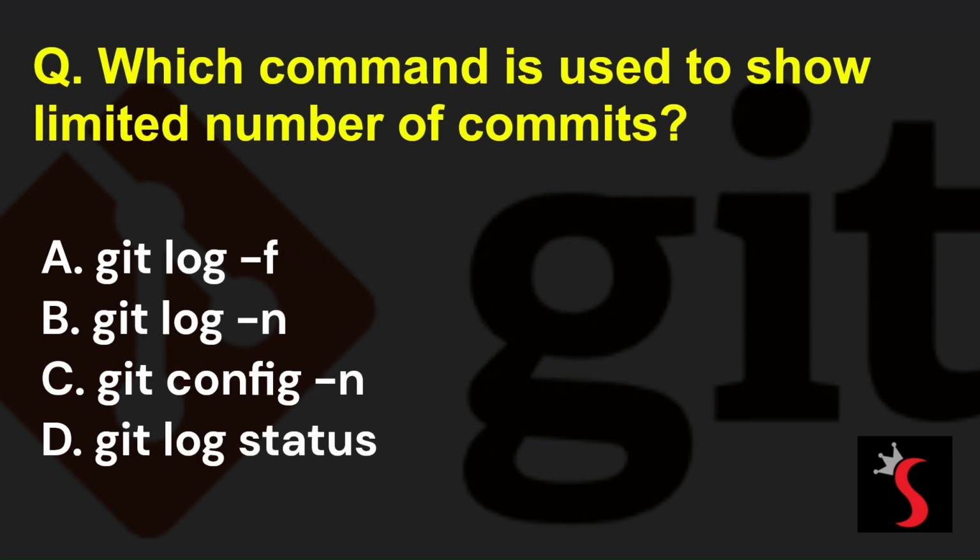Which command is used to show a limited number of commits? A. git log -f. B. git log -n. C. git config -n. D. git log status. And the correct answer is option B, git log -n. For example, git log -n 3 will display only 3 commits. Condense each commit to a single line. This is useful for getting a high-level overview of the project history.